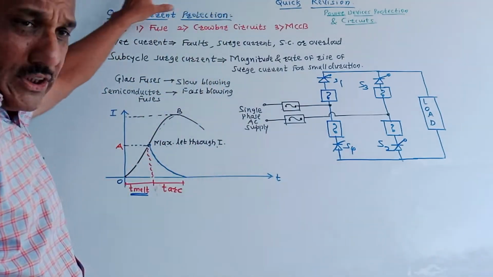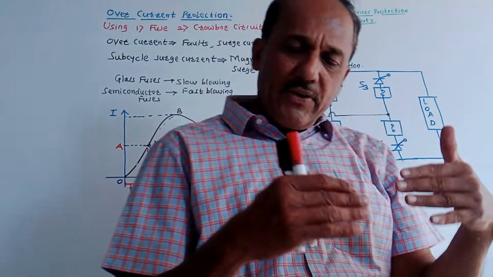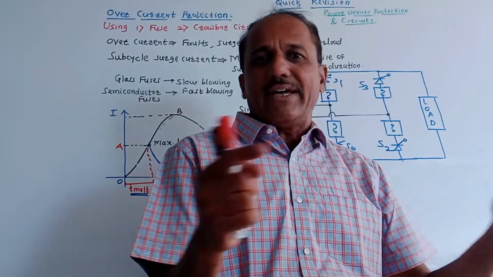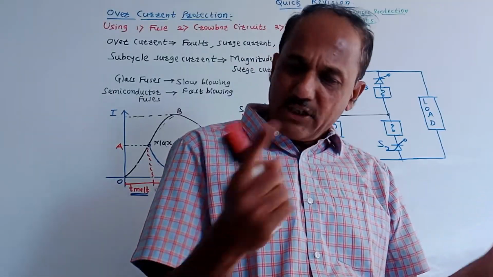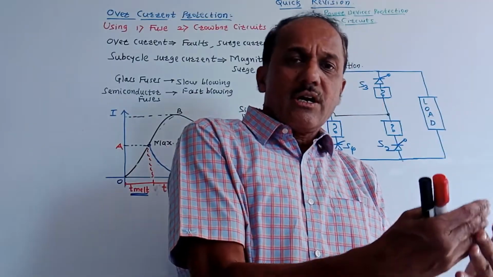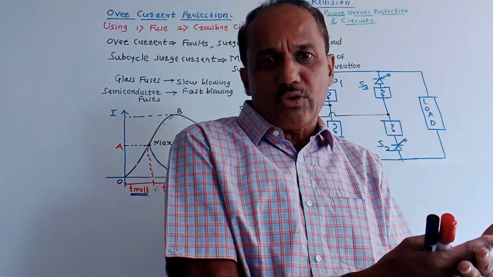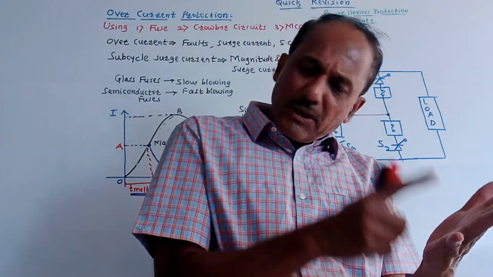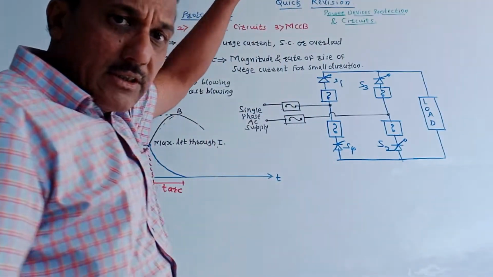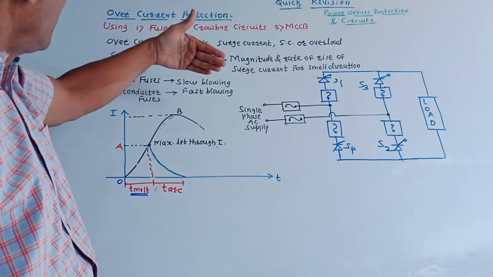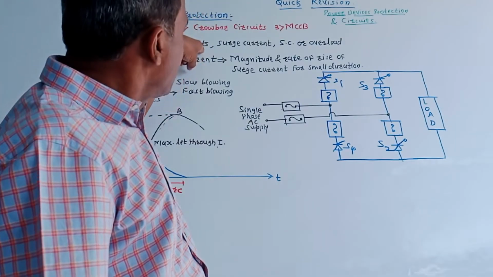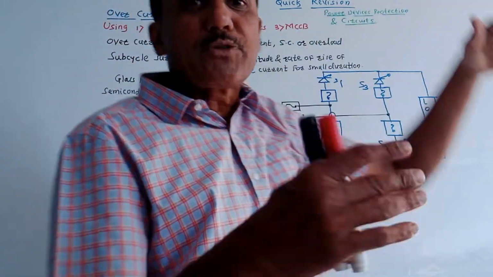Overcurrent protection, as the name indicates: whenever, due to any reason, the current flowing through a particular power device like MOSFET, SCR, IGBT, and so on increases beyond a certain limit, it may cause damage to that device. So certain protection is to be used, and that is called overcurrent protection. The common reasons why the current increases are certain faults in the circuit, or the occurrence of surge current.